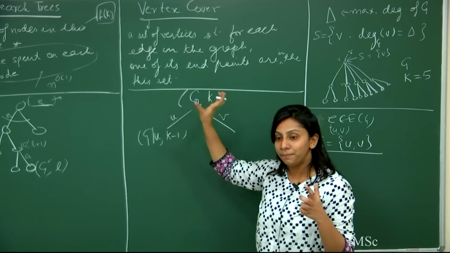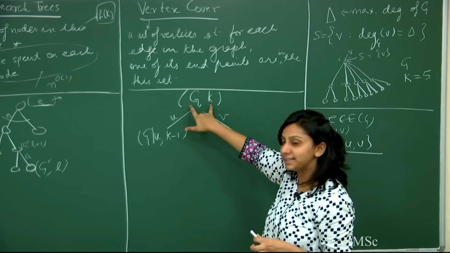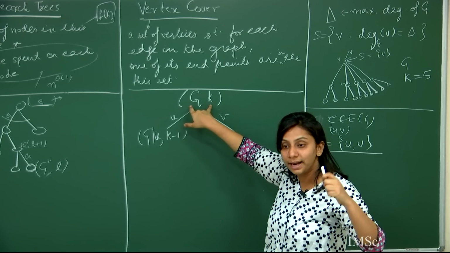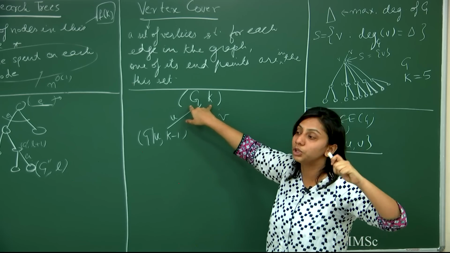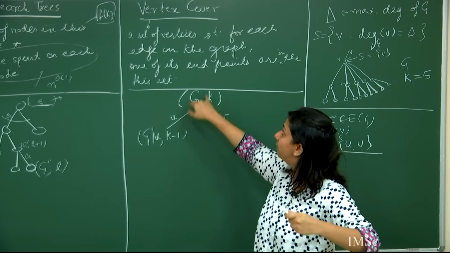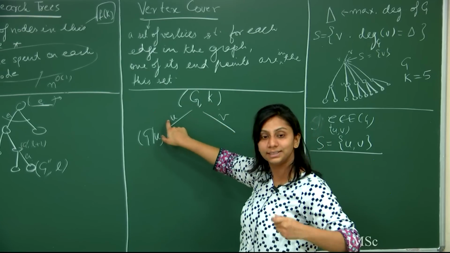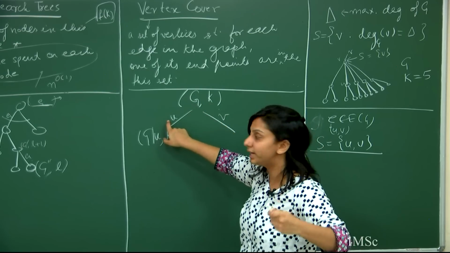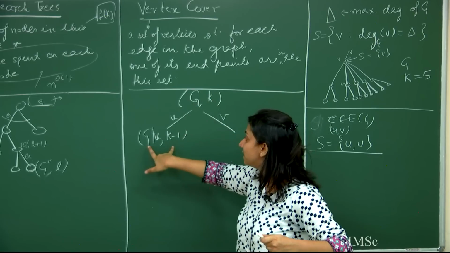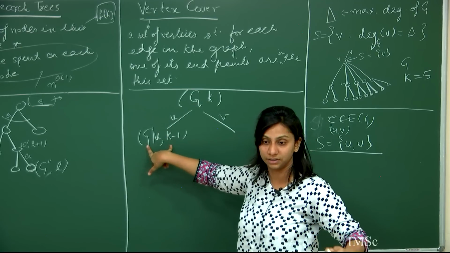What does this step mean? This step should mean that, okay, if this is a yes instance, or suppose you're trying to find out a solution, a vertex cover in this graph of size at most K, which contains U, if this is what you're trying to find out in this graph, then this instance is equal to this instance of vertex cover.